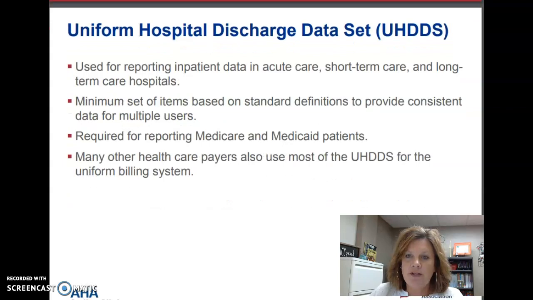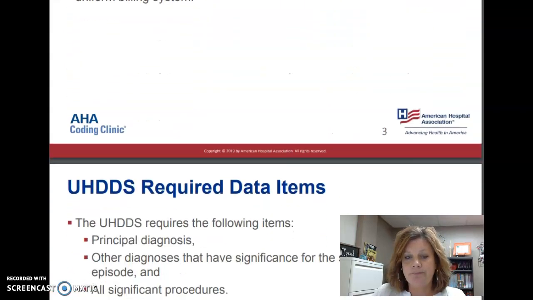So with the UHDDS, it's used for inpatient data. Okay, again, inpatient, not outpatient. Just a quick reminder, inpatient is anybody that's been in the hospital more than 24 hours, acute care, which is usually a hospital that patients stay at less than 30 days, short-term care and long-term care. And it's just a set of standards with definitions to provide consistent data for users. It is required for Medicare and Medicaid patients. And a lot of other health payers do require this too.